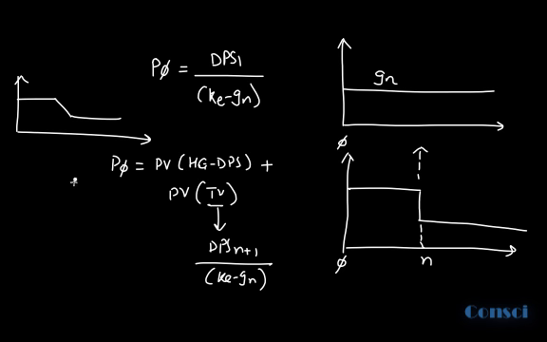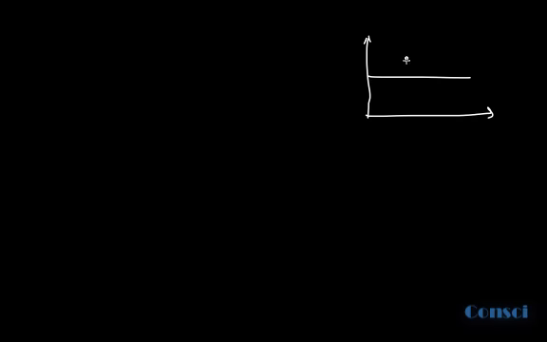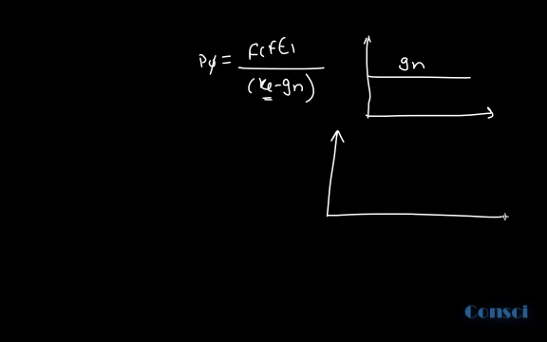Similarly, it goes for FCFE as well. In the one-stage model, the model will look like P0 is equal to FCFE 1 divided by KE minus GN. Again, the discount rate for both FCFE and dividend continues to be KE. We recommend using the three-stage model for high growth companies so that you give proper justice to the computation of the fair value of the company.